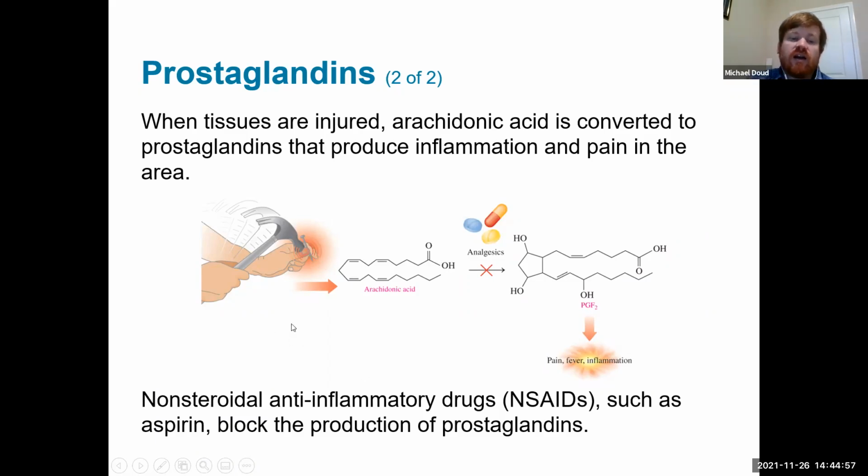Now, if you take a non-steroidal anti-inflammatory drug, that's an NSAID. So aspirin is one of those. I believe ibuprofen is another one of those. That prevents the production of prostaglandins. So basically, it can reduce the pain and inflammation response. That's why for some injuries or some types of pain, you want to take an NSAID rather than Tylenol, for example. There's a difference between ibuprofen and Tylenol. They have different activities, basically.